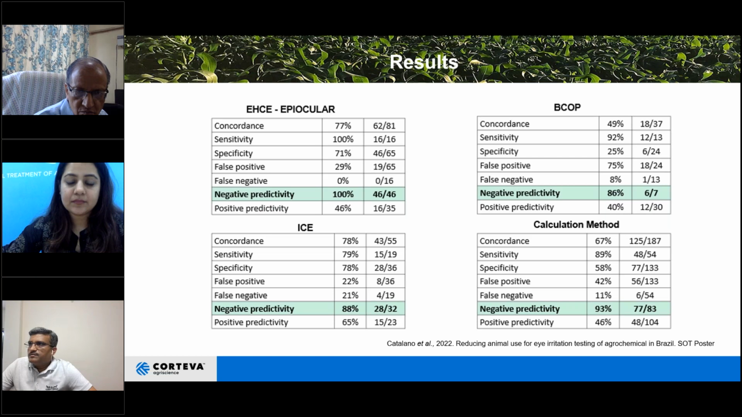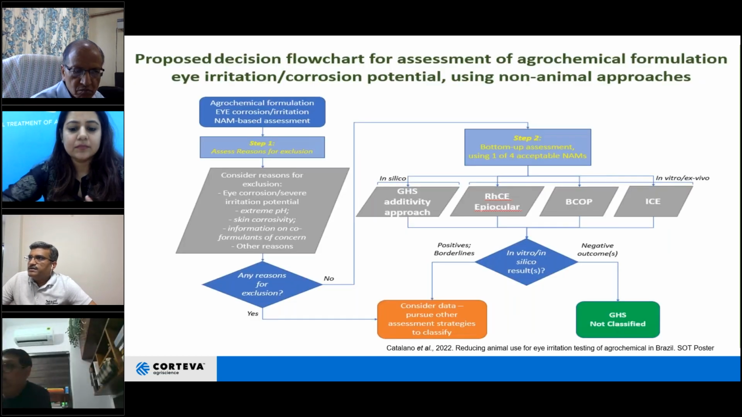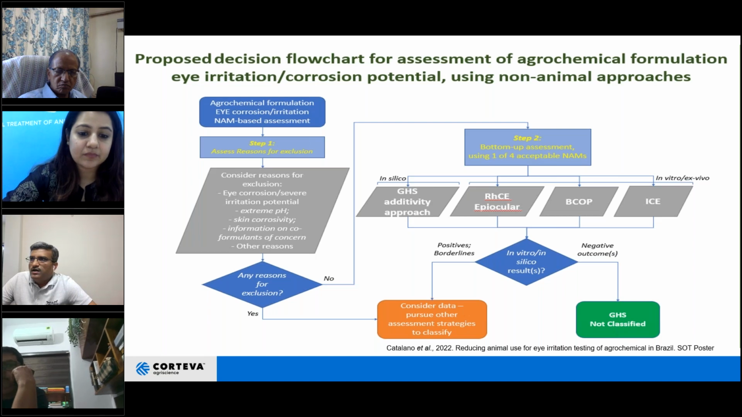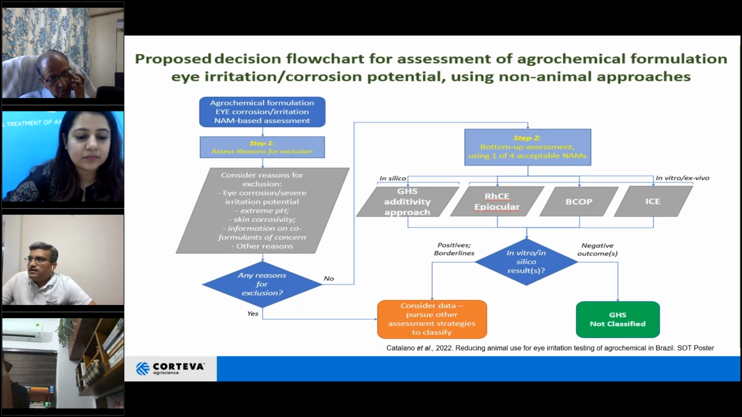Let's look into an example of a name-based alternate testing approach based on the results. There are 2 steps here. Step 1 is initial considerations, and step 2 is in vitro eye assessment. In step 1, assess the potential of the formulation or test material for irritation and corrosion. Consider or evaluate reasons for exclusion.